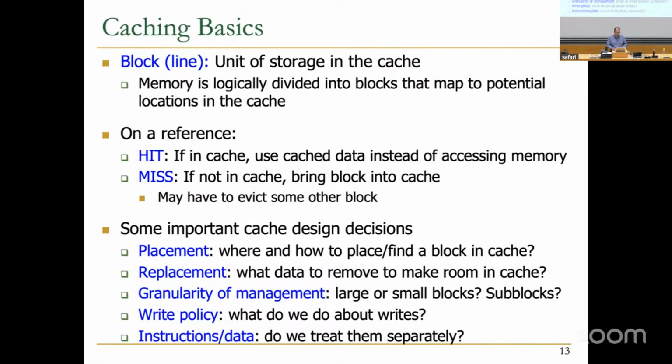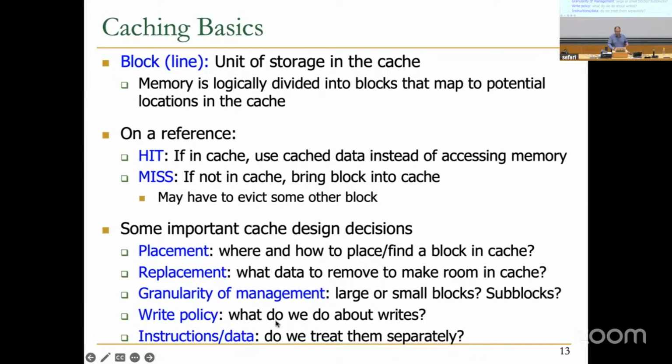But placement is about when you want to put data in your cache, how you are inserting it in your cache. Another important topic is granularity of management. Are you going to work with large or small blocks? Or we can also have sub-blocks, which we're going to see today. Your write policy is also another important topic that we need to look into. What do we do about writes?